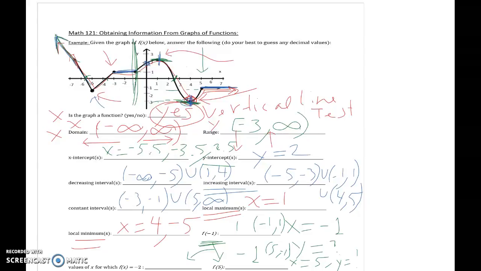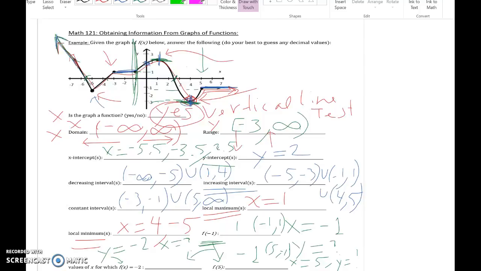Alright, this one, they're doing the opposite. They're giving us the y value. They're saying y equals -2, because remember that f of x is another way of saying y, just a different notation for it. So they're saying y is equal to -2. What is x? So this time, instead of looking at the x-axis and finding a certain value, I'm going to look at the y-axis and find a certain value.